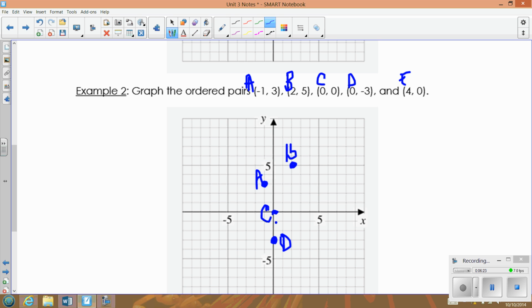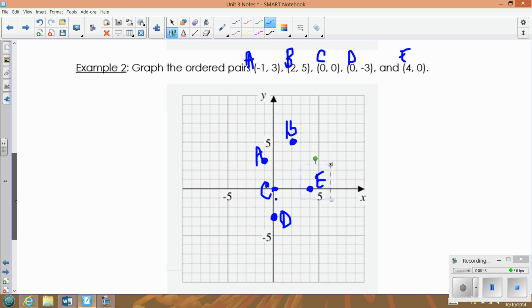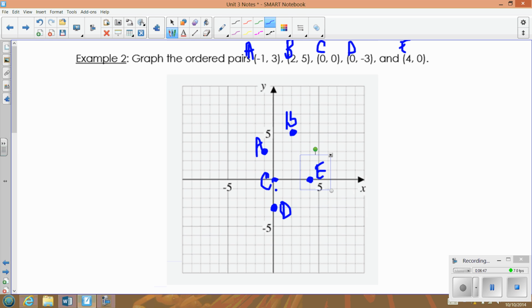And then for E, it's 4, 0. So 4 being an x value in that coordinate means I have to move right 4. So I move 4 to the right. And when you get there, you don't move up or down any because it has a 0 as a y value. So E will be at that point there. All right, so let's look at something else.